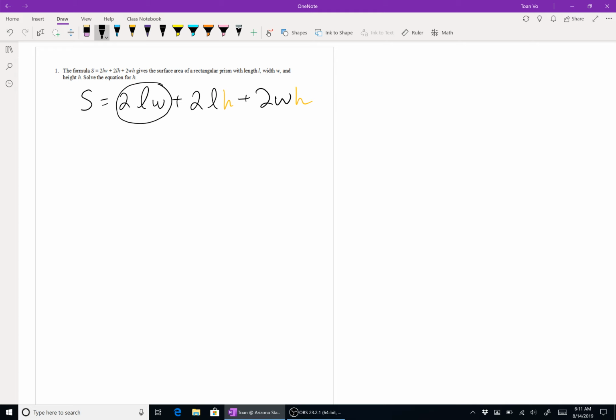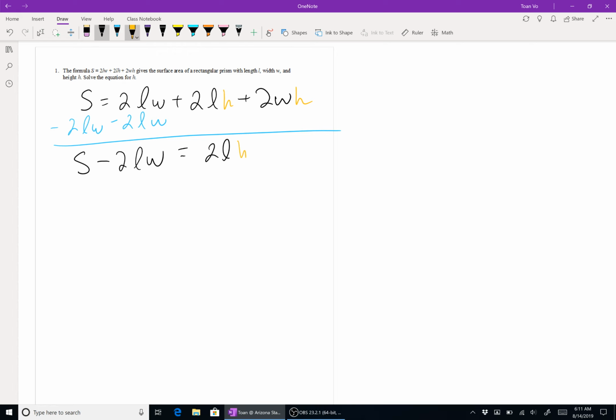This term is completely without h's, so we can go ahead and get rid of him by subtracting him to the other side. This gives us s minus 2LW. Remember, if they're not like terms, just leave it separate. Equals 2LH plus 2WH.